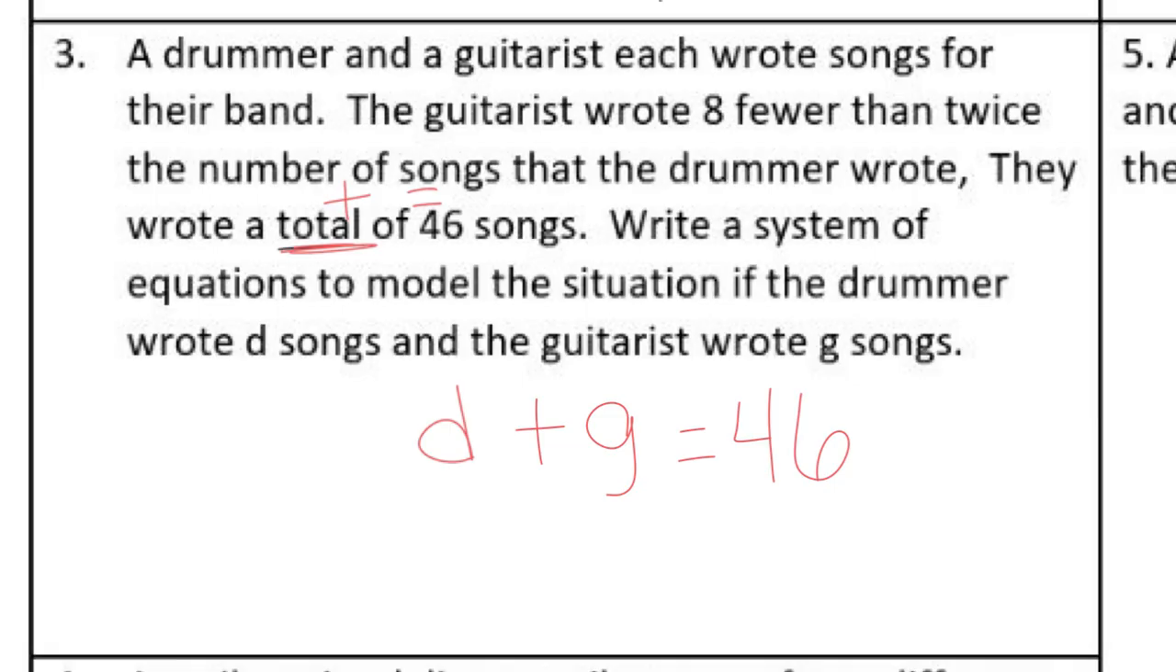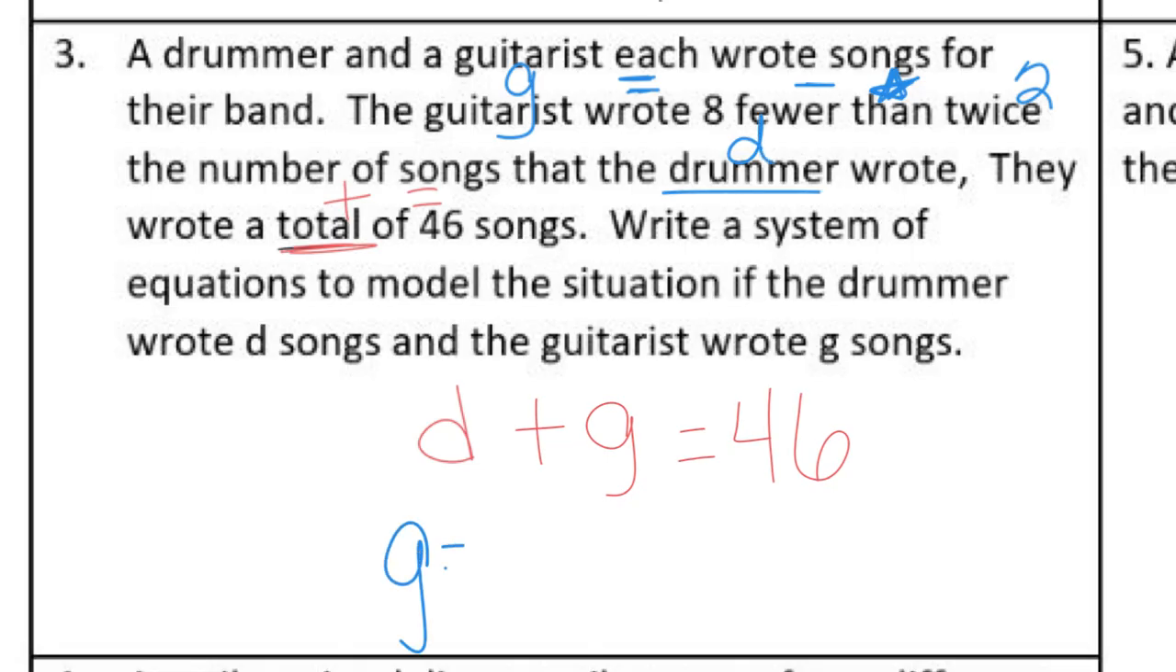Okay, let's go back up to that second sentence because it's a doozy. The guitarist. What are we using for guitarist? G. He wrote. This is going to be an equals word. Now, 8 fewer than. What does fewer than mean? We're going to be minusing. Now, I'm going to put a little star here because we're going to have a conversation about that. Twice. What does twice mean? Multiply by 2. 2 times the drummer. What is drummer? D. Okay.